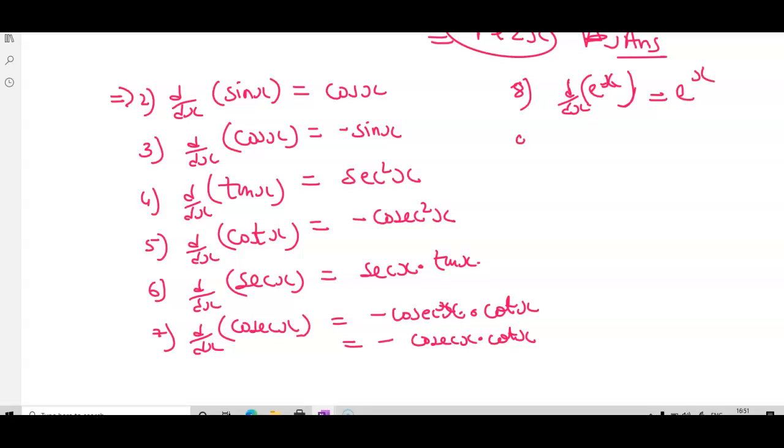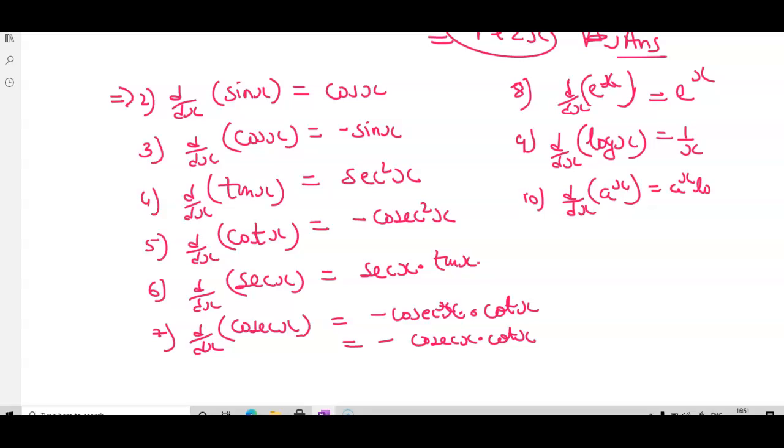Then I have derivative of log x, which is going to be 1 by x. Then we have another one, d by dx of a to the power x. A is constant here, it is a to the power x into log a. So they all are important formulas of derivative. Now I'll proceed further with the questions.